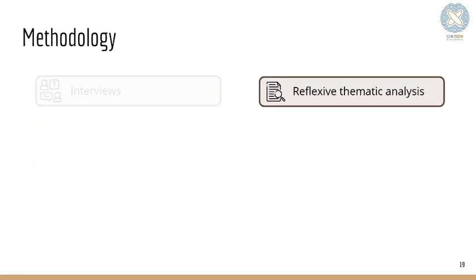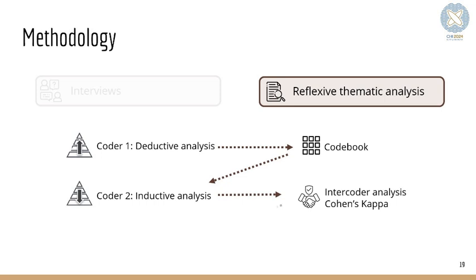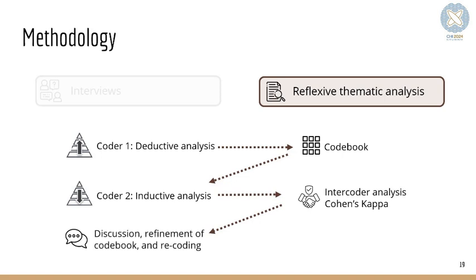With this information, we conducted an iterative reflexive thematic analysis. To start, a first coder carried out an inductive thematic analysis to create a codebook. Then, a second coder used the codebook to perform a deductive thematic analysis. We contrast both results to verify intercoder agreement through the Cohen's kappa index. Both coders discuss differences and refine the codebook by adding, merging, modifying, or deleting codes.